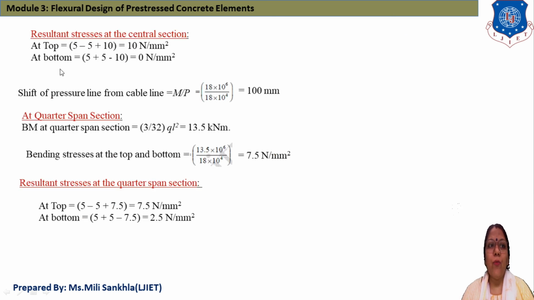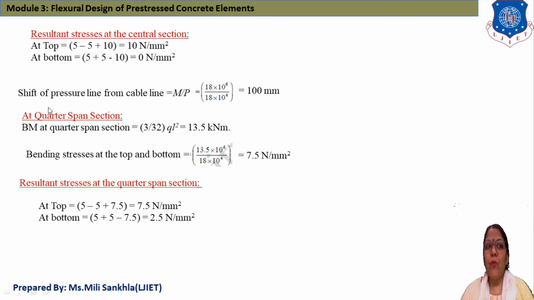Now next we find out resultant stress at central portion. At center, top, first of all the direct stress, this one is due to the pre-stressing member, tension minus 5, and 10 is due to moment. At bottom again our direct stress is positive, due to the pre-stressing member compressive positive, and here tension negative, and this one is 0. That means at central portion our bottom stress is 0.